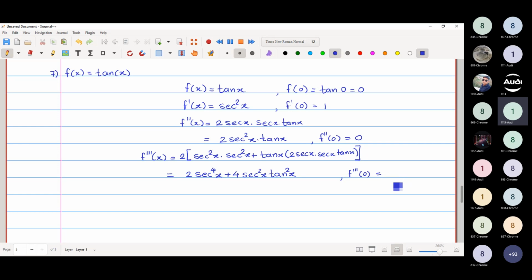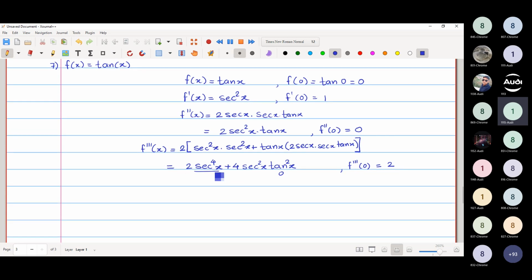Is it 1 or 2? It will be 2. The tan term will become 0 because of tan 0, and this term will be 1, so it will give you 2 as the answer. Is it right? Yes sir.